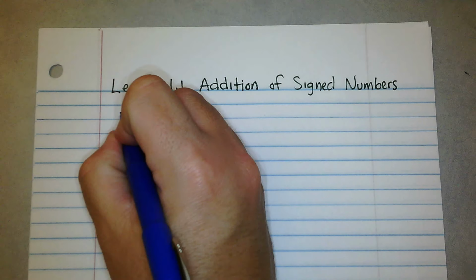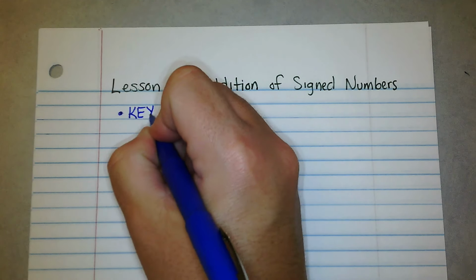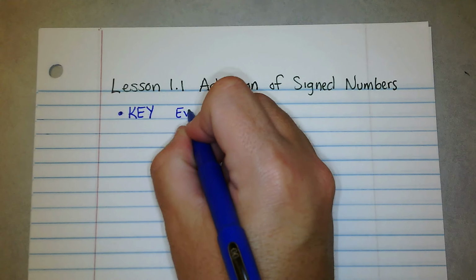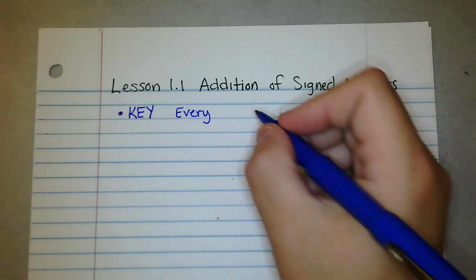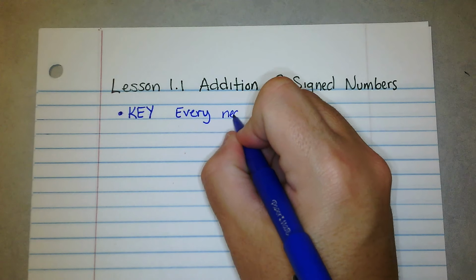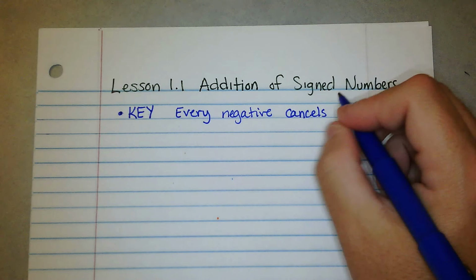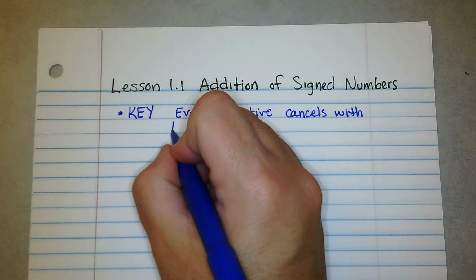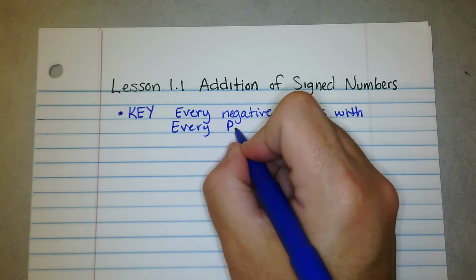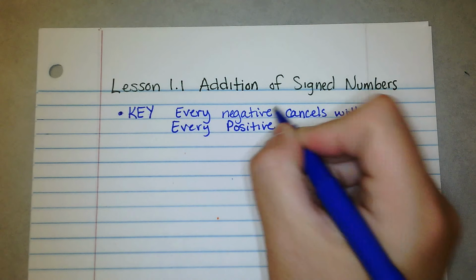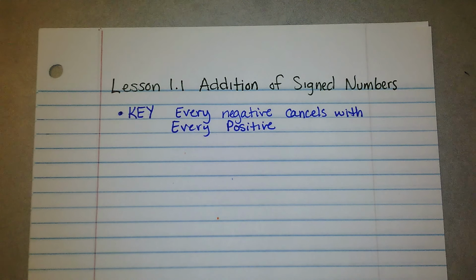The key and most important thing, the key takeaway, is that every negative cancels with a positive, 1 for 1. Every negative cancels with every positive, 1 for 1. So think of it as the negative and the positive being on opposite teams, going to war. You have the negatives standing on the hill and the positives moving up the hill, and they are fighting. They are enemies and they are knocking each other off one at a time, 1 for 1.